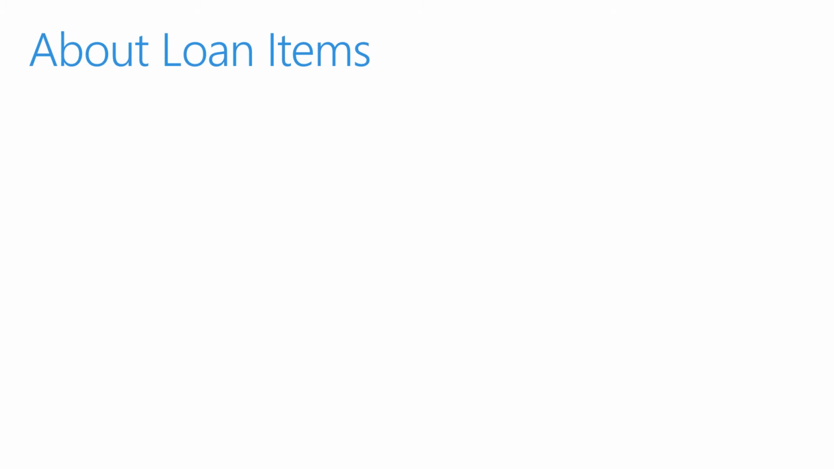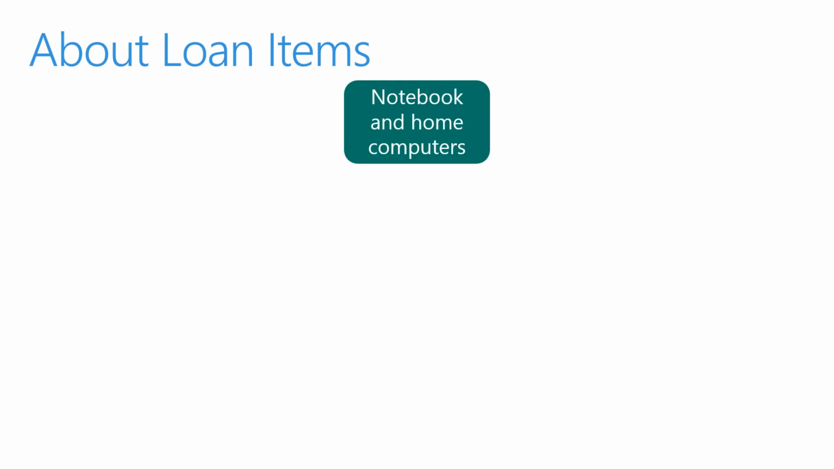Loan items are records that help you keep track of the physical items that your company lends to workers. Although each item is uniquely identifiable, each belongs to the category indicated by the loan type. Now here's a list that contains examples of some common loan items. First of all, we have notebook and home computers. Employees are often given notebook computers to take with them to home and on traveling and so forth.